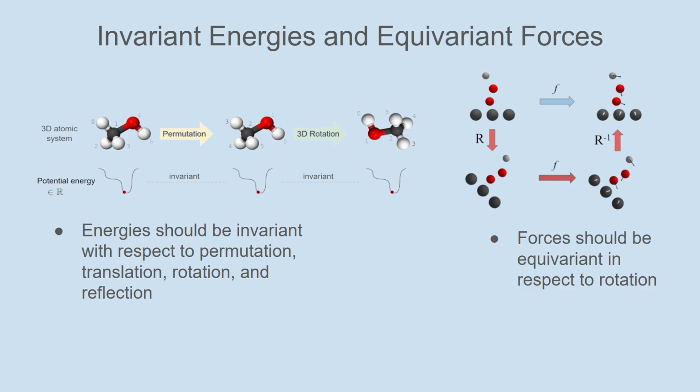One important thing about molecular modeling is that the math has to make physical sense. The total energy of a molecule shouldn't change just because we rotate it or move it somewhere else. That's called being invariant. Forces, on the other hand, should shift in the same way the molecule moves. That's called being equivariant. These rules make sure the results we get actually reflect real chemistry.